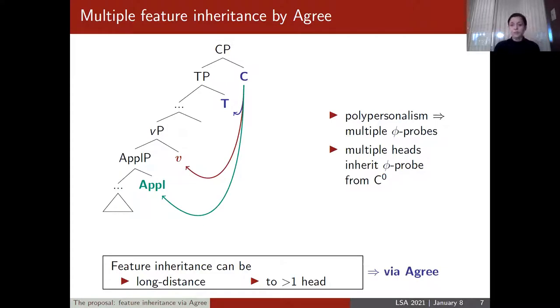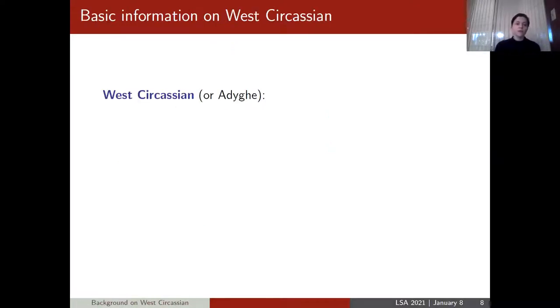I'll be suggesting that this is best captured via an operation we already have, in particular Agree, that displays similar properties. So here's some very basic information on Western Kashan, the language I'll be presenting on today. It's also known as Adyghe, belongs to the Northwest Caucasian family, and is spoken primarily in the Republic of Adygea in Russia.